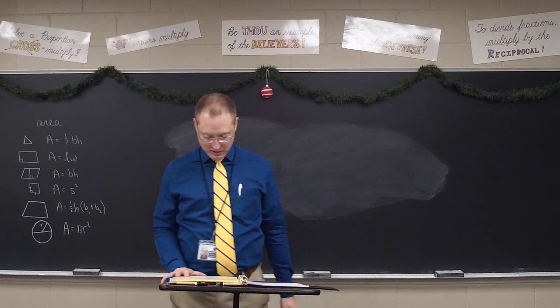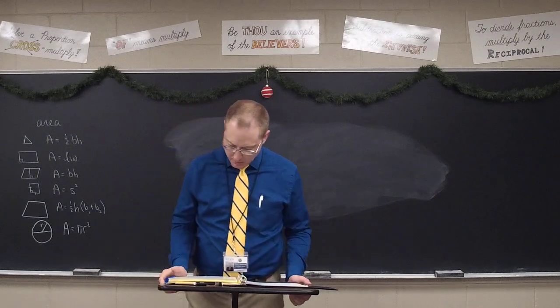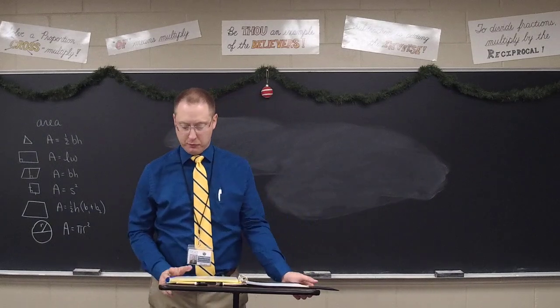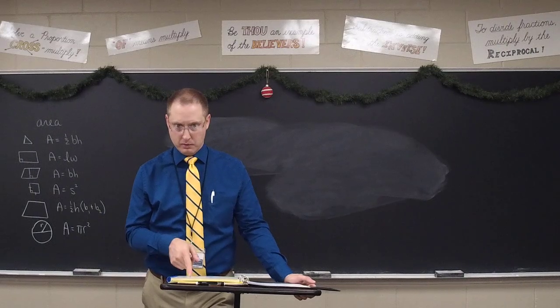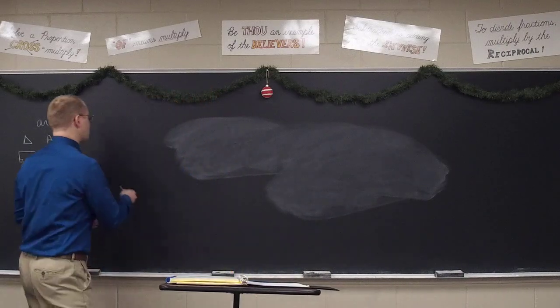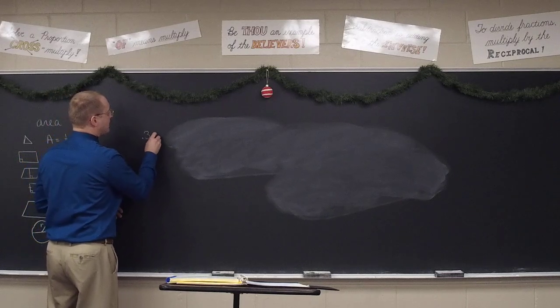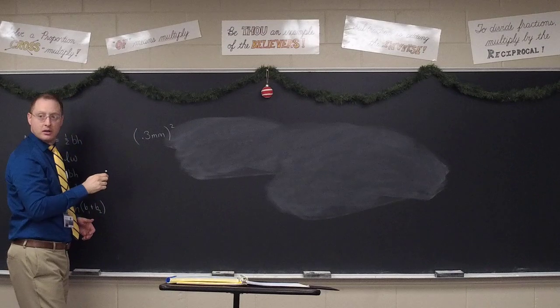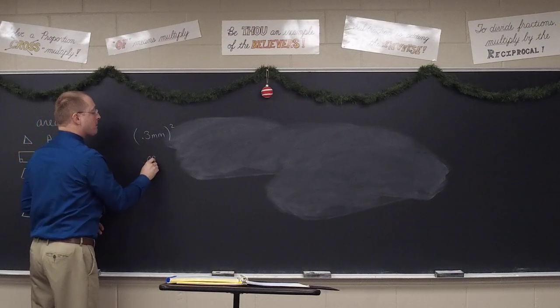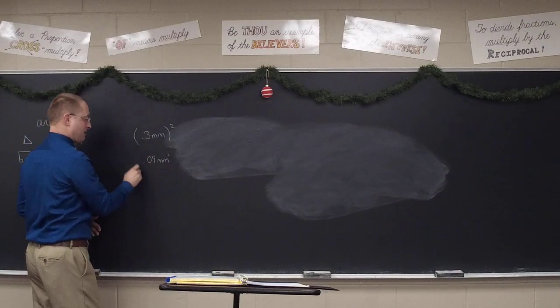All right, for sake of time, pencils down. Let's take a look at these together. Number 5, a radius of, you got to be careful with your decimals here, 0.3 millimeters. What do you get when you square 0.3 millimeters? Griffin? 0.09. Good, not 0.9, but 0.09 millimeters squared.